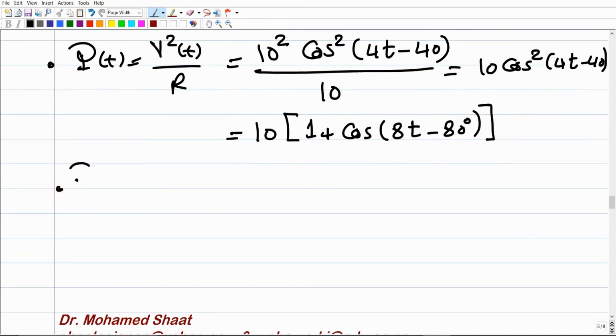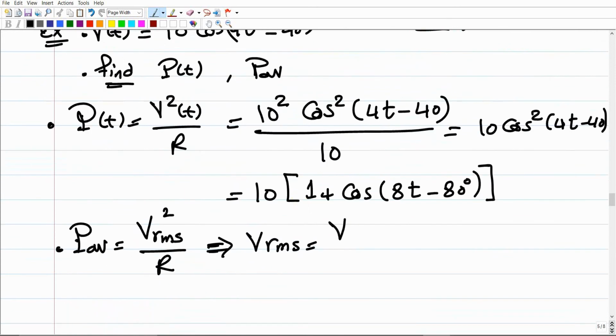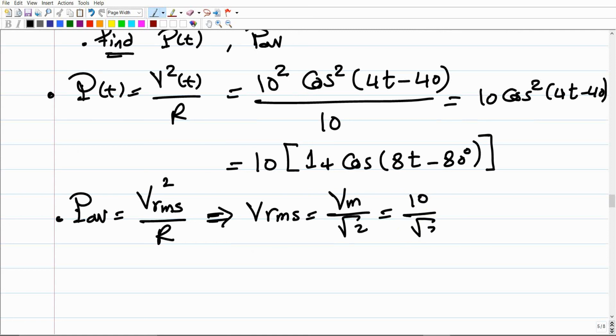How about the average power? The average power, as we defined it up there, should equal the root mean square of the voltage squared, V rms squared, divided by R, right? So we have to calculate the root mean square of the voltage source, which should equal the peak value divided by the square root of 2. The peak value is already given as 10, so 10 divided by the square root of 2 is going to give us 7.071 volts. Make sense?